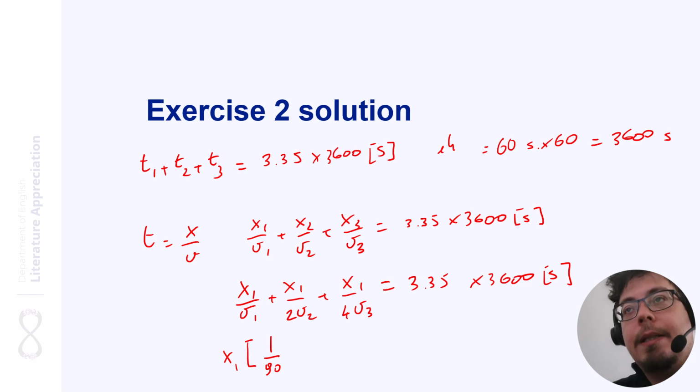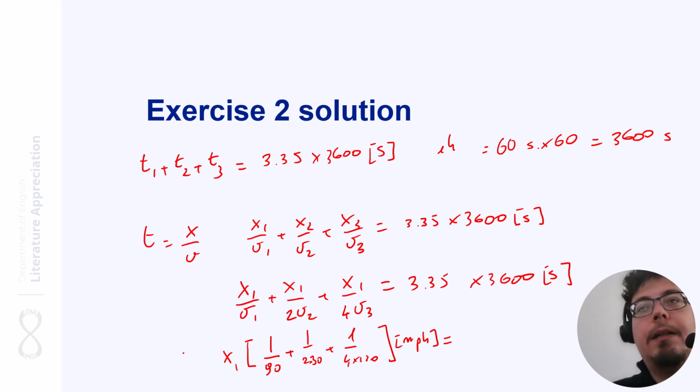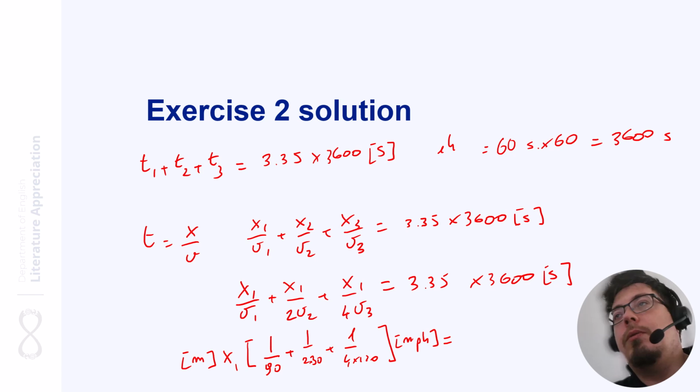Now we need to collect x1 because it's a variable, and we need to replace v1 in, if you want, miles per hour. But actually I want to do an extra step. So okay, we can solve it in miles per hour. Yes, 2 times 30 plus 1 times 4 times 120. This is x1. These are the velocity in miles per hour. But this is meter. We know that this is in meter.